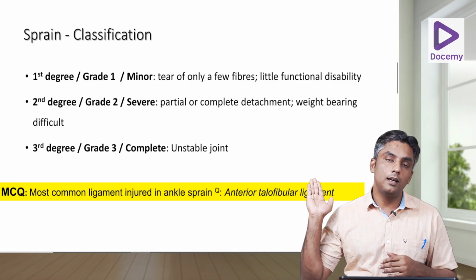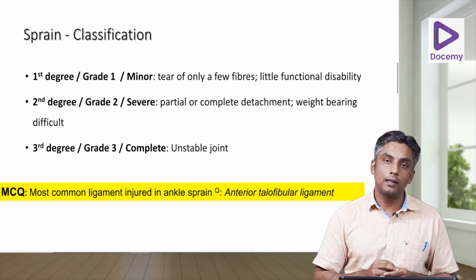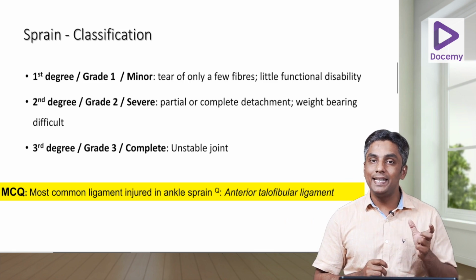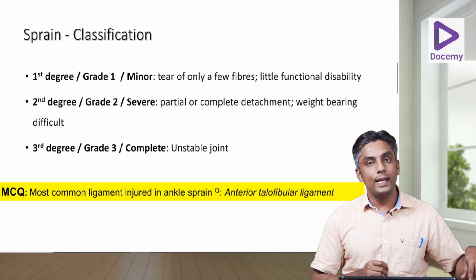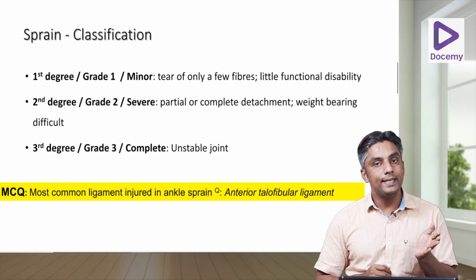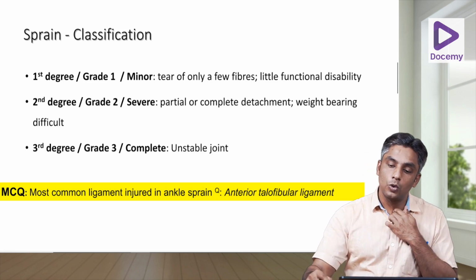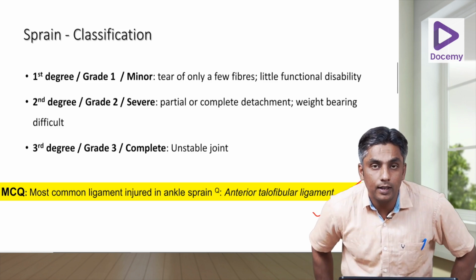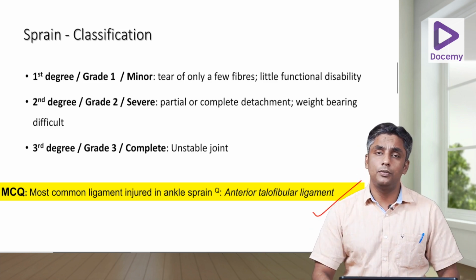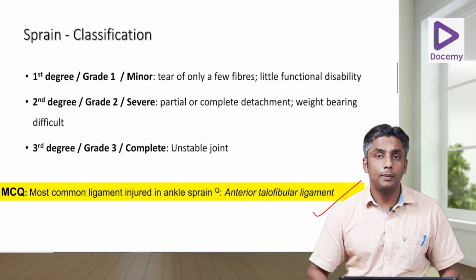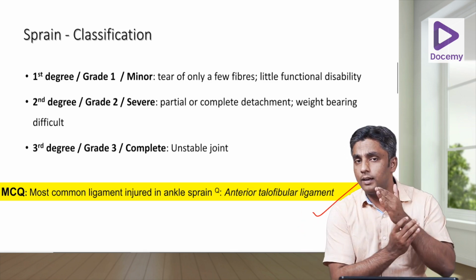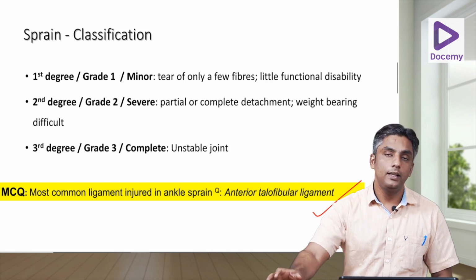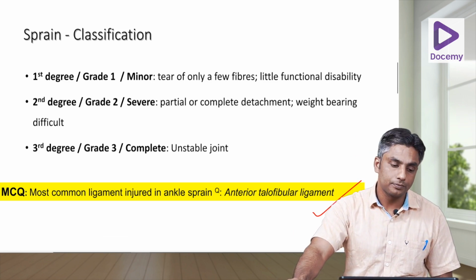And the MCQ related to this is a very classical MCQ, repeatedly asked. The most common ligament injured in an ankle sprain is the anterior talofibular ligament, which is on the lateral part of the ankle. Whoever injures their ligaments during sporting activities like football or badminton landing, it is commonly the anterior talofibular ligament of the ankle that gets affected most frequently.